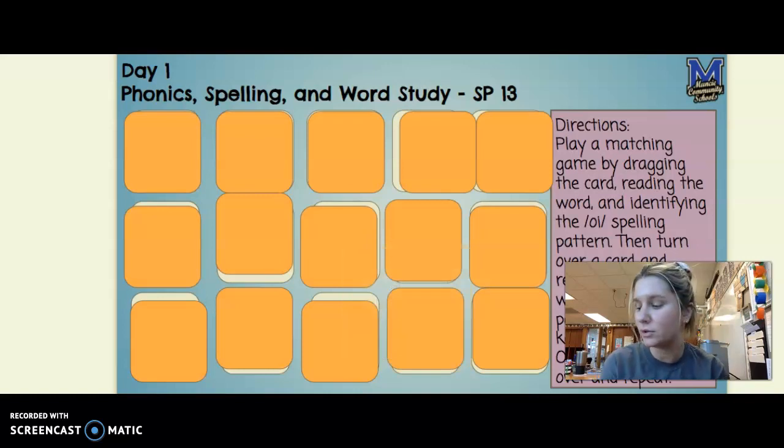Hi friends, today you learned that some words have the oi vowel sound as in boy, and several patterns of letters can stand for the oi vowel sound.